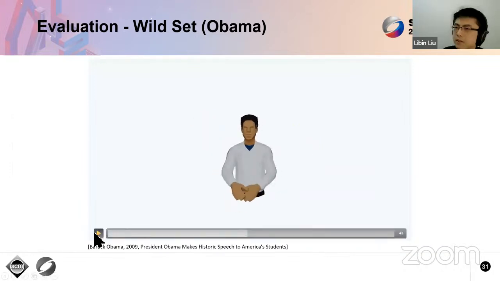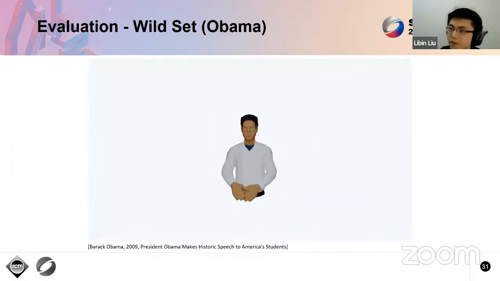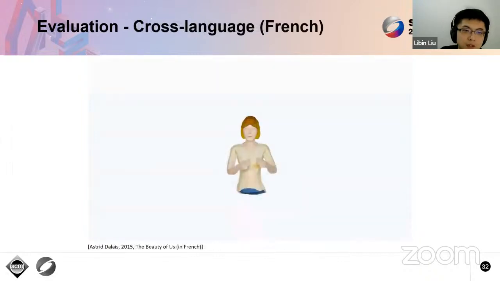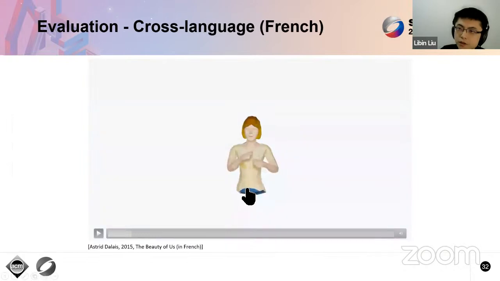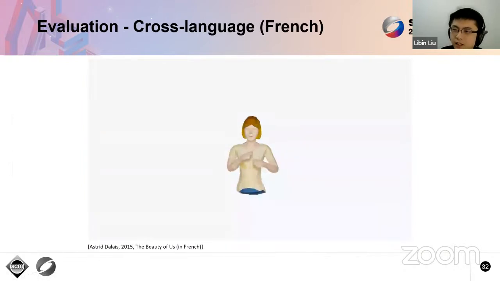You can see that the rhythm and the semantics match the input audio pretty well. Also, although we train these models on English and Chinese datasets, it can automatically transfer to other languages. For example, we can use a French input.